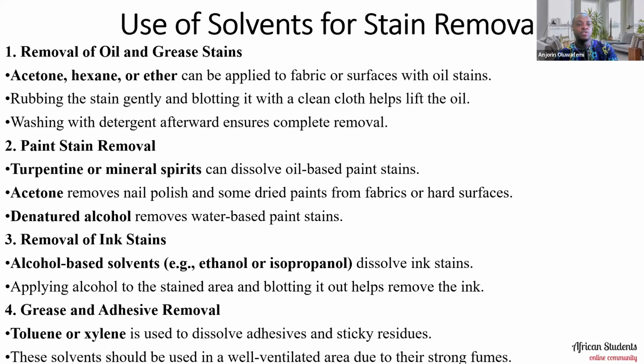So what are the uses of solvents for stain removal? Number one, removal of oil and grease stains. Acetone, hexane, or ether can be applied to fabrics, that's clothes, or surfaces with oil stains. Rubbing the stain gently and blotting it with a clean cloth helps lift the oil. Washing with detergent afterwards ensures complete removal. For paint stains, turpentine, like we said before, denatured alcohol, and alcohol-based solvents. So these are solvents that we use for stain removal.